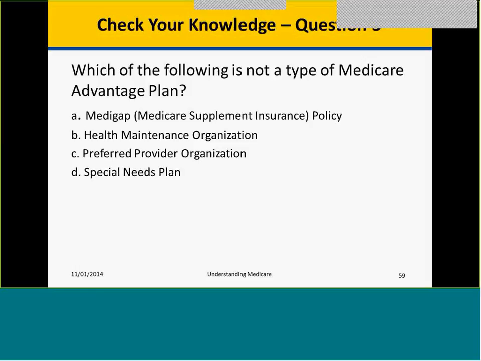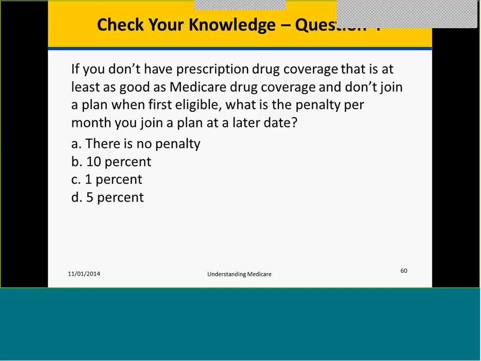Jane would like to answer our question here. Is it A, B, C, or D? Which of them is not a type of Medicare Advantage plan? There you go. Easy. Do I get a free cup of coffee? You get a free cup of coffee.